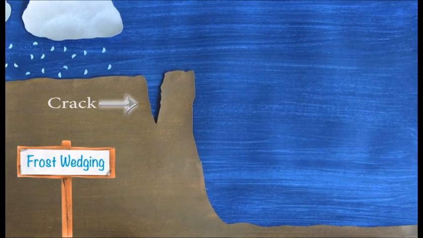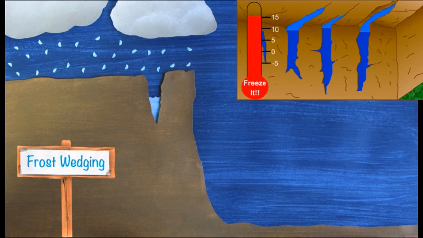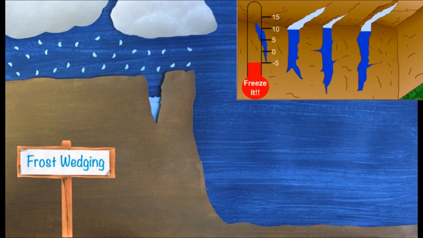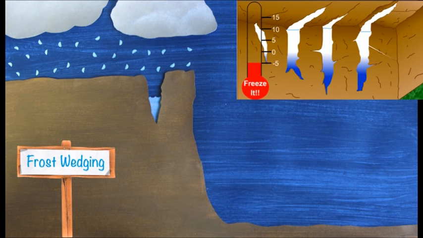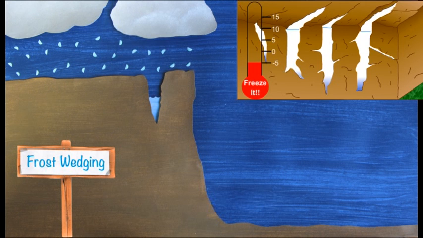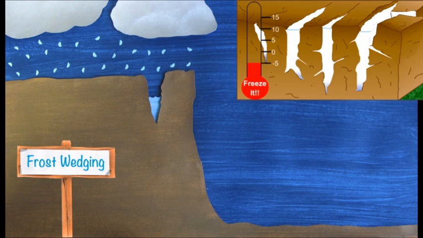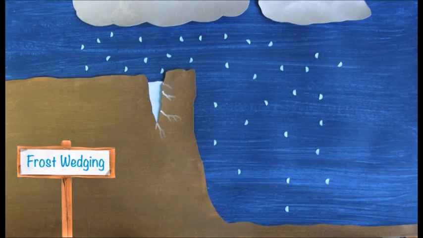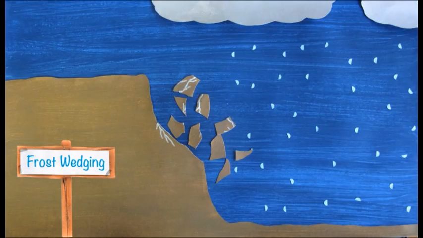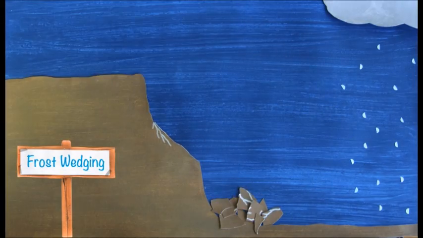Frost wedging occurs when rainwater seeps into cracks and cavities of rocks. When the temperature drops to freezing conditions, the water caught in the cracks freezes and turns into ice. When liquid water transforms into a solid like ice, it expands in volume by about 9% and in turn places pressure on the surrounding rock. This ice acts like a wedge and slowly widens the cracks, causing the rock to splinter and break apart.